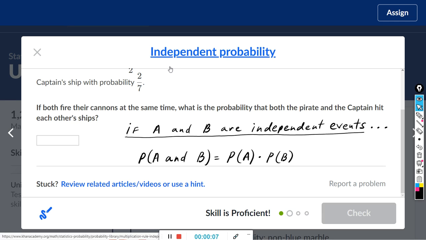This will be for the independent probability assignment. So the formula you need for this assignment: if A and B are independent events, the probability of A and B equals the probability of A times the probability of B. So if you want to find the probability of A and B occurring together, you just multiply the individual probabilities.